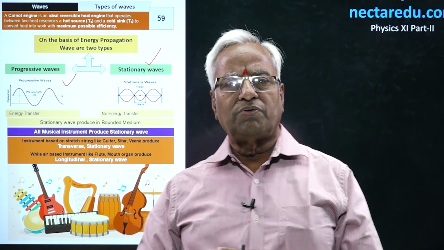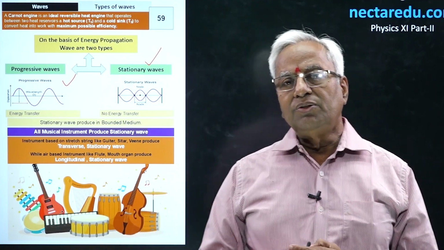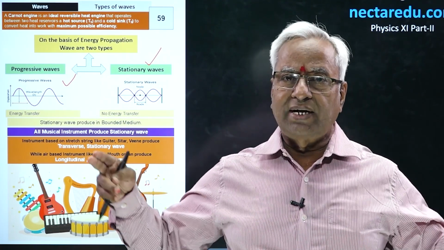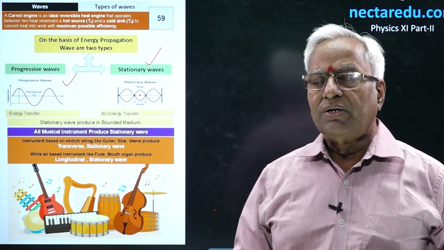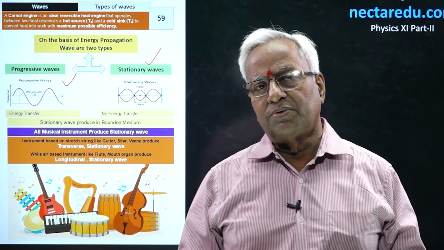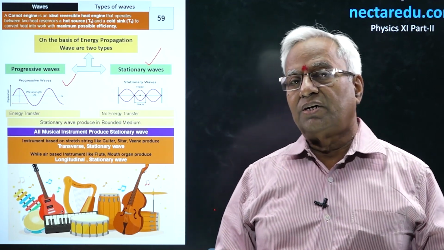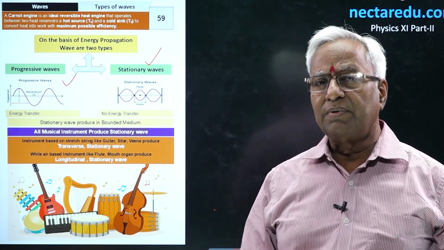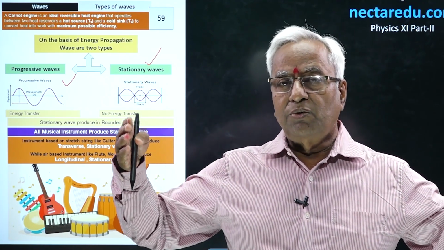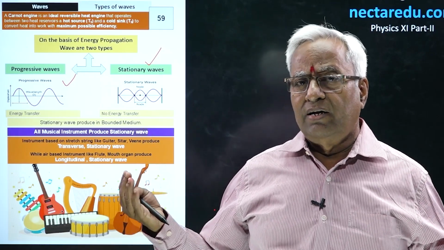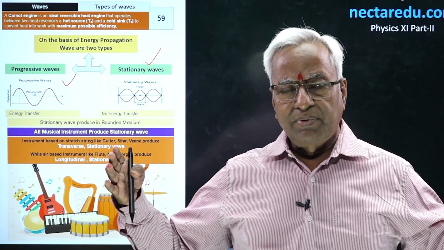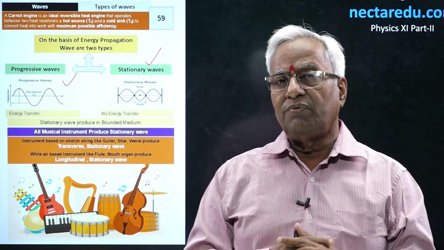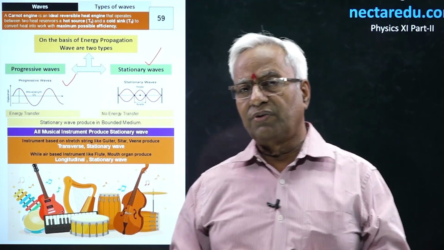So what is to be finalized now? In the wire instruments, where some wire is tightened at both the ends, we are going to have a stationary wave that will obviously be transverse. And in the instruments having an air column like dholak, tabla, violin, all these instruments, they are having an air column, in that always a longitudinal stationary wave will be produced. But one thing is very interesting here.